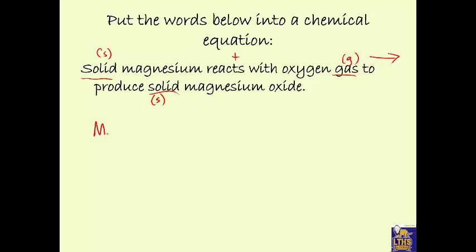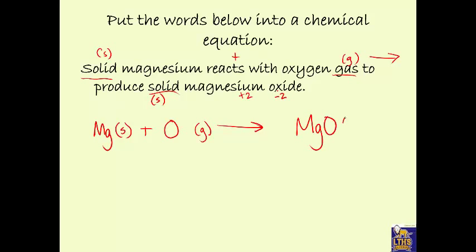Solid magnesium, symbol Mg. Guess what? You get a periodic table. Reacts with oxygen gas to produce magnesium oxide. Now, when you're doing magnesium oxide, we look at the periodic table and we look up magnesium's a +2, oxide's a -2, so you get MgO.